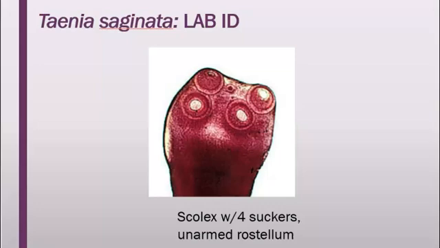This is an example of the scolex, or the head of our beef tapeworm. Here is our scolex with 4 suckers on it, so you can obviously see our 4 suckers. And our T. saginata, or our beef tapeworm, is known to be unarmed, or the rostellum is known to be unarmed. So the rostellum would be protruding up here, and it would have hooks on it if it was armed, but the rostellum for saginata is unarmed, so we don't see any hooks. And you'll be able to see a difference between the beef tapeworm and the pork tapeworm when we look at the pork tapeworm. But remember, T. saginata is unarmed.